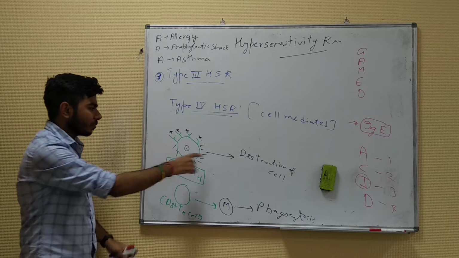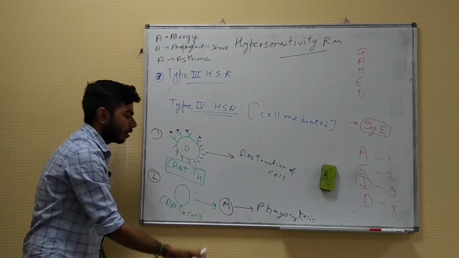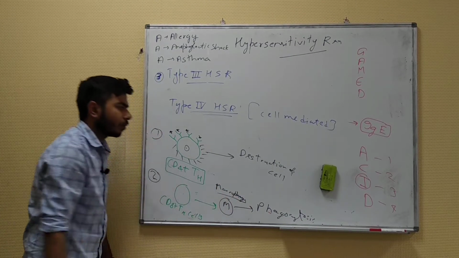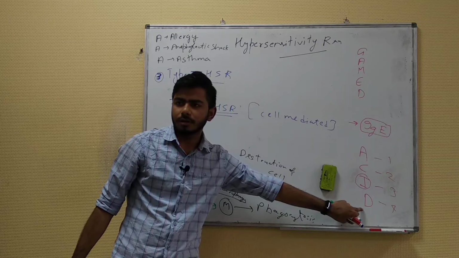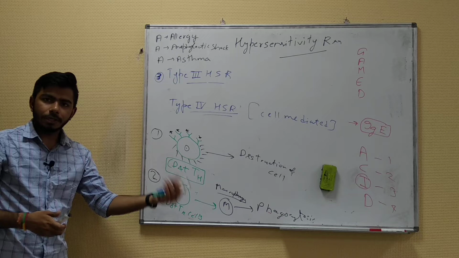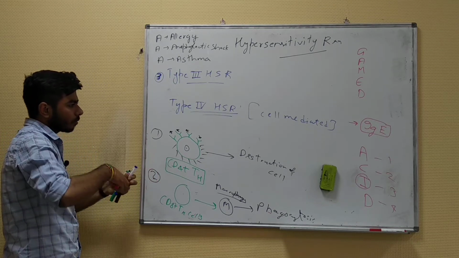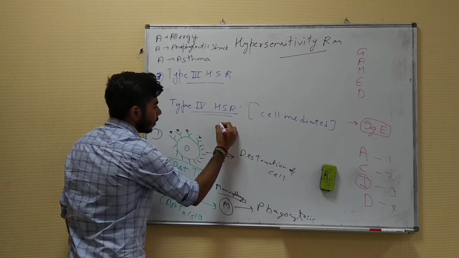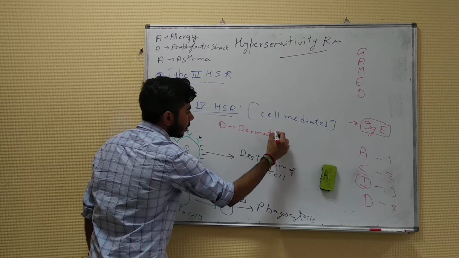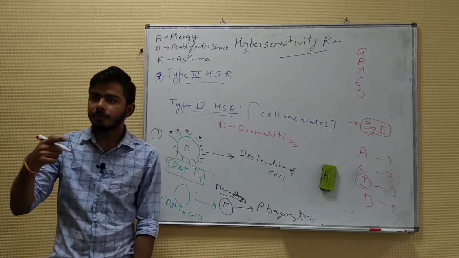Okay, so one mechanism is this one, and the second is this one, by the help of macrophages. Okay, what was the mnemonic? D for the delayed one. Now we can remember the examples with the help of D also. So the examples will be D for dermatitis. So dermatitis, contact dermatitis mainly. Dermatitis is the example of type 4 hypersensitivity.